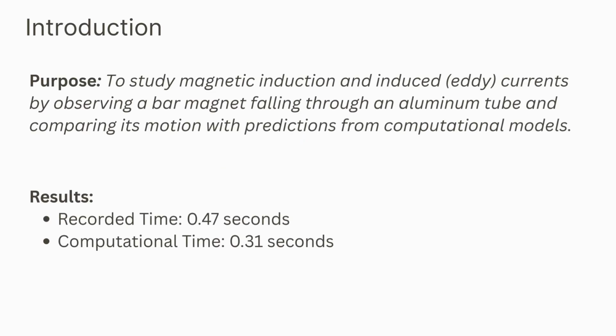Introduction. The purpose of this lab is to study magnetic induction and induced currents by observing a bar magnet falling through an aluminum tube and comparing its motion with predictions from computational models. A preview of our results shows that we recorded an average time of 0.47 seconds for the magnet to fall through the tube, and our computer calculated 0.31 seconds.